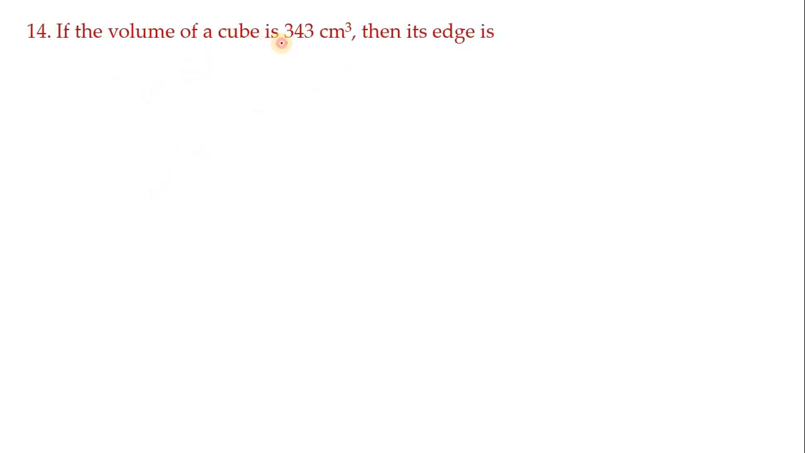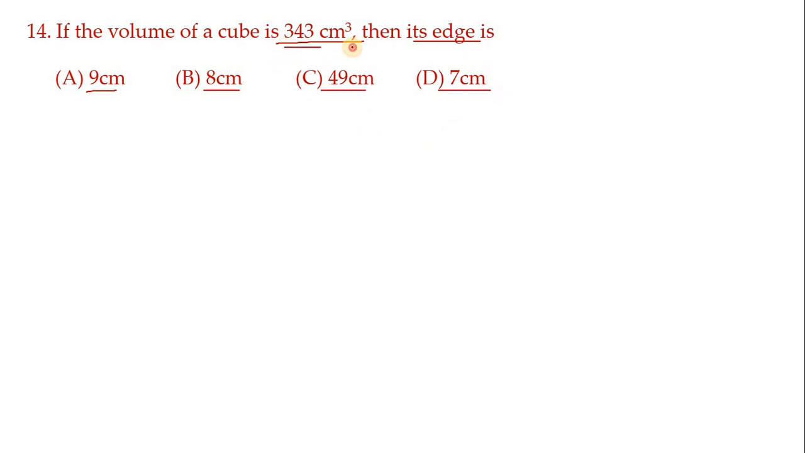If the volume of cube is 343 centimeter cube, then its edge is. Options are 9 centimeter, 8 centimeter, 49 centimeter, 7 centimeter. In this problem, volume of cube is given. Now you have to find the length of the edge. For that we use the volume of cube formula, that is a cube. You can write it as l cube, it's your wish. Now volume is given, hence in the place of volume write 343 and here a cube will be as it is.